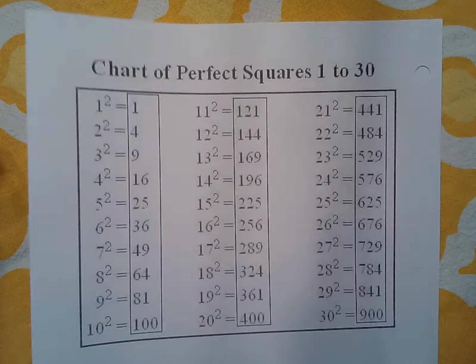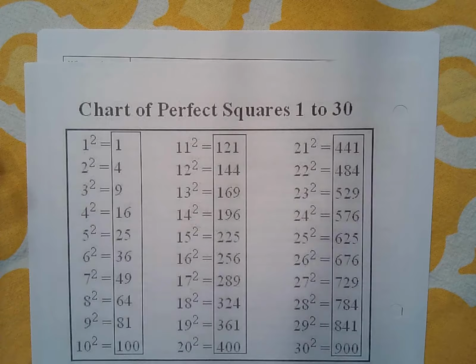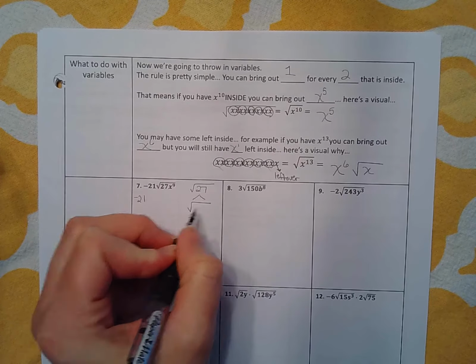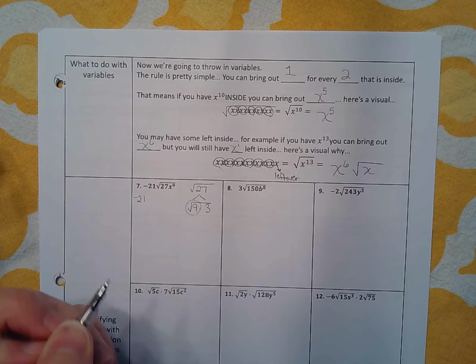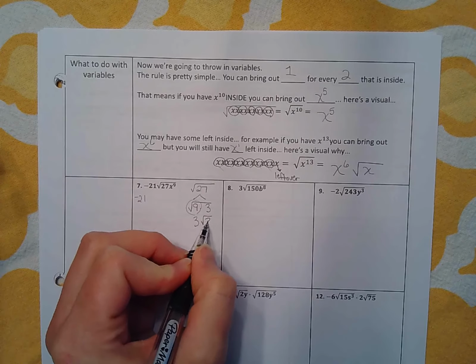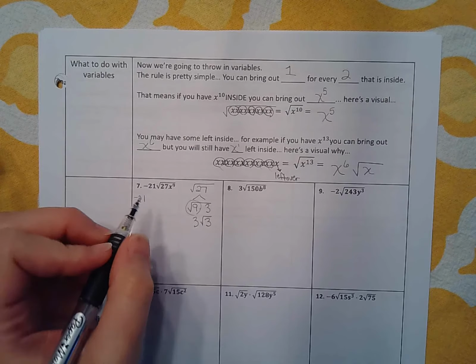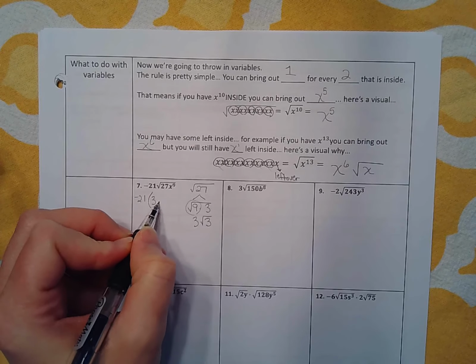I need to go to my list. What goes into 27? Let's try 16. It's a decimal. Let's try 9. Ooh, magic. 9 times 3. So instead of seeing the square root of 27, please see it as the square root of 9 times the square root of 3. And we learned in our past lesson that that becomes the square root of 9 is 3, square root of 3 left over. So I'm going to bring my 21 down, and then I'm going to bring down my 3, leave a space, as square root of 3.